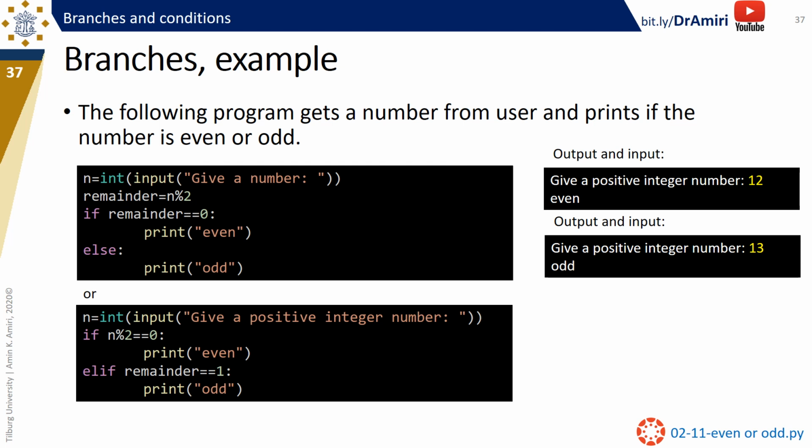The following program gets a number from a user and prints if the number is even or odd. As you can see here, I use the function input to get a number. Then I use the int function to turn that string into an integer and store it in n. Then I use the modulus operator to calculate the division of n by 2 and store it in the remainder. If remainder is 0, my program prints even, otherwise it prints odd.